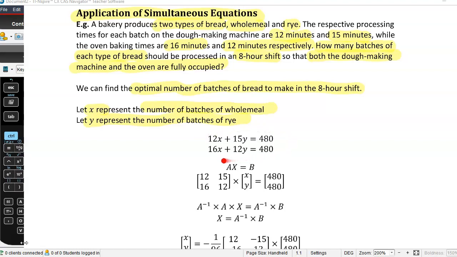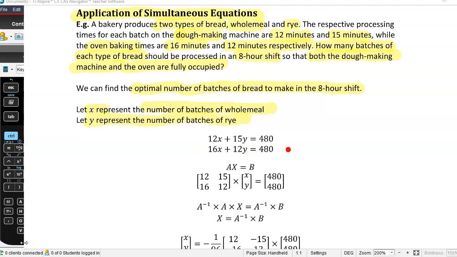So here I've written out this information as simultaneous equations. Let's go through how I constructed those. So I've got 12 for the first part, the dough making. This dough making, it's 12 minutes for wholemeal, and it's 15 minutes for the rye, with the Y there. And 480, well, that's 8 times 60, so that's 480 minutes. I'm working in minutes here rather than hours.